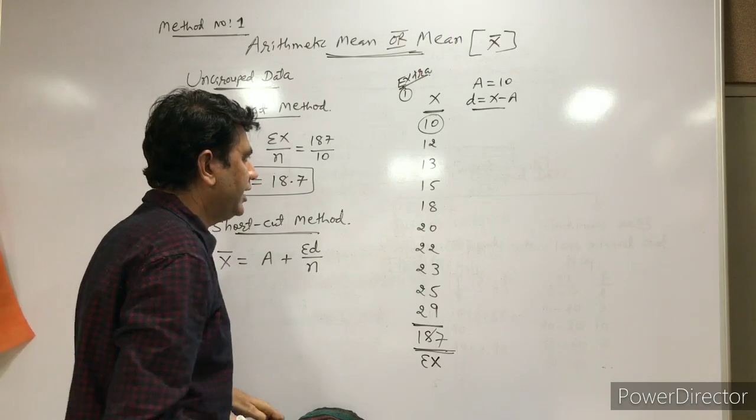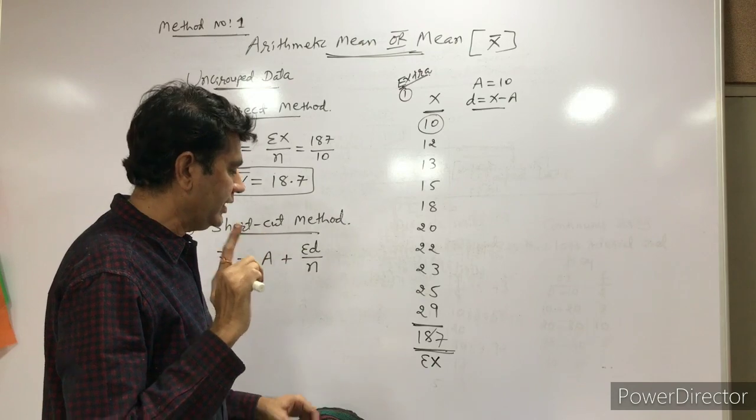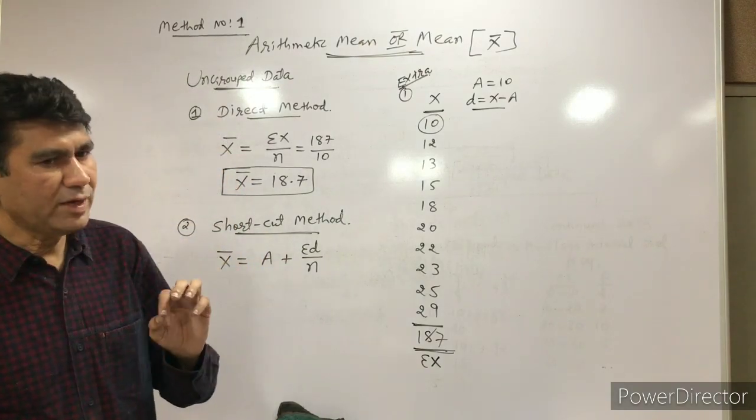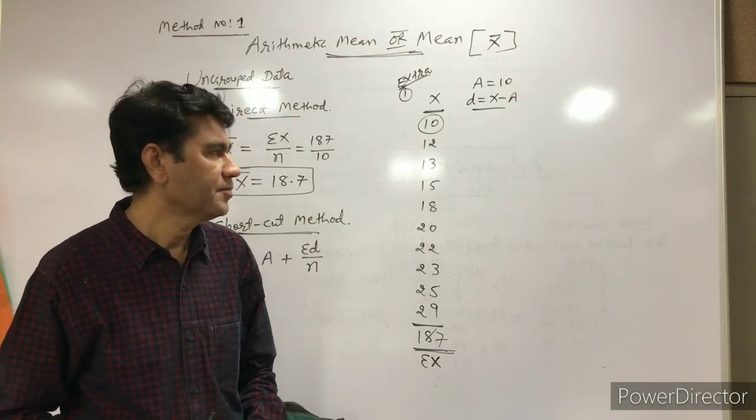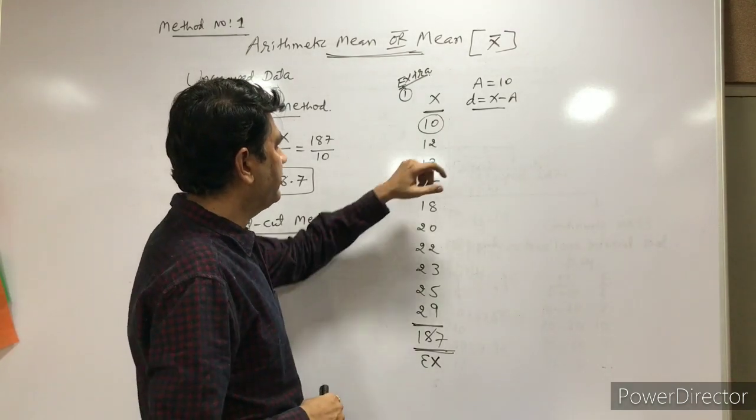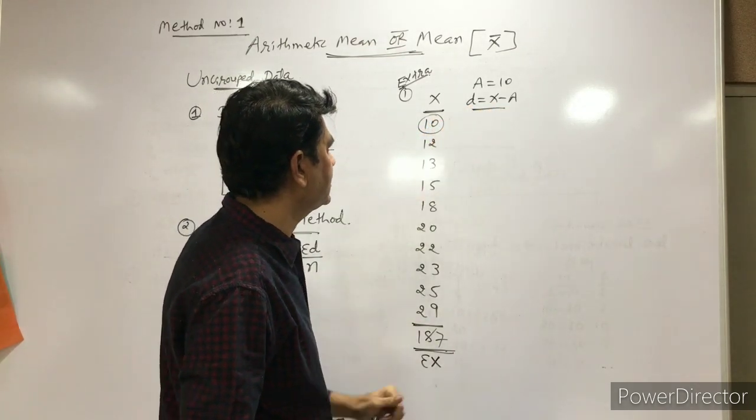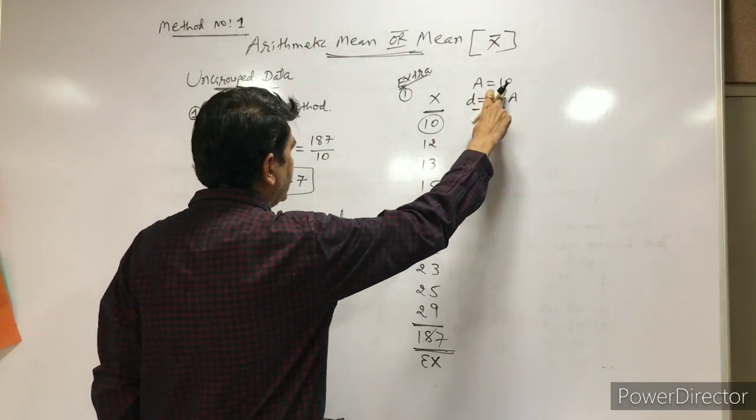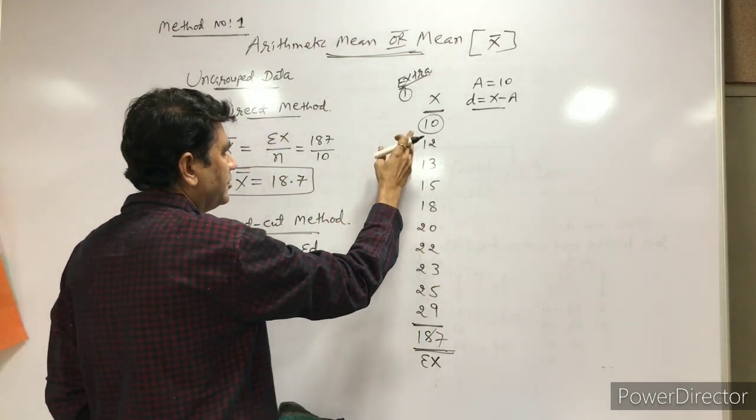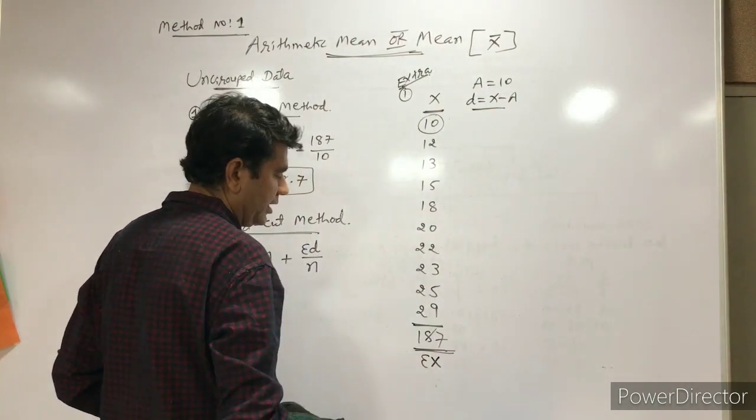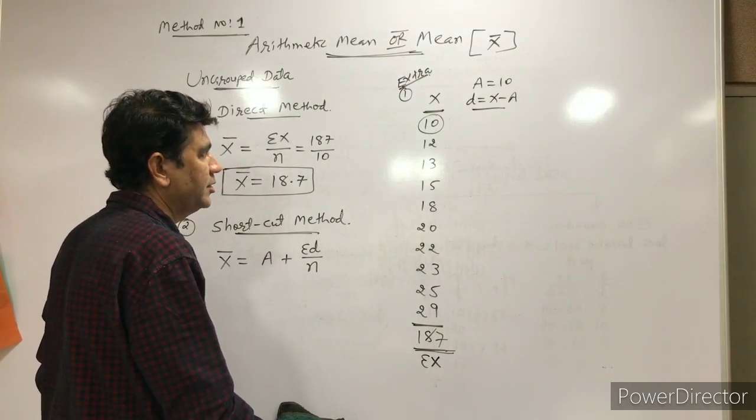I repeat, you can assume any value, the answer will remain same. But for easy calculation, always assume smallest data, so you can calculate easily. Now we have to prepare column of D. D means difference, x minus a. Now value of a is 10. X means observations. So from each observation you have to subtract value 10, because 10 is our assumed mean.